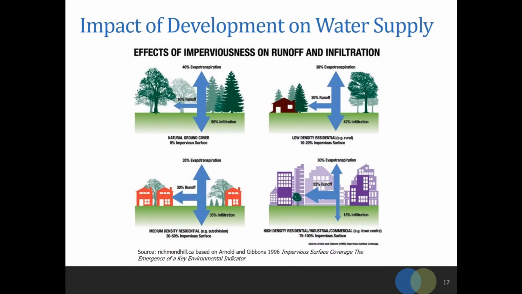So let's look at the impact of development on this water supply. As you increase your amount of impervious surface cover, you originally start with a small amount of runoff on the top left, a lot of evapotranspiration and a lot of infiltration. As you increase impervious surfaces and move to the bottom right, you have a dramatic increase in surface runoff, slightly less evapotranspiration, and a lot less infiltration.